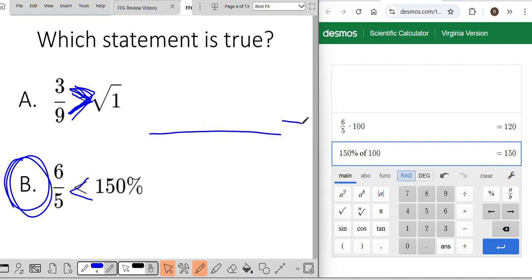If you have trouble remembering the symbols, just remember a simple number line will solve that problem. Okay? This symbol down here going toward the bigger numbers is greater than. This symbol here going toward the smaller numbers is less than.